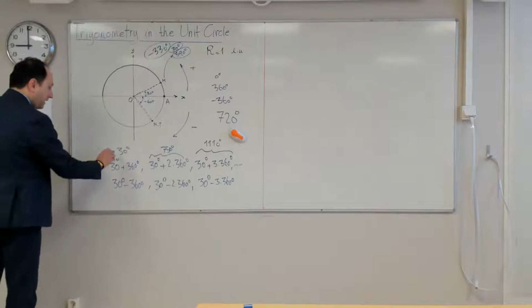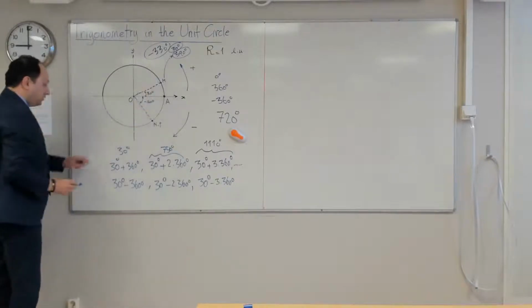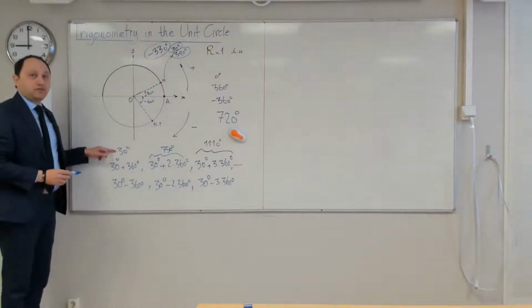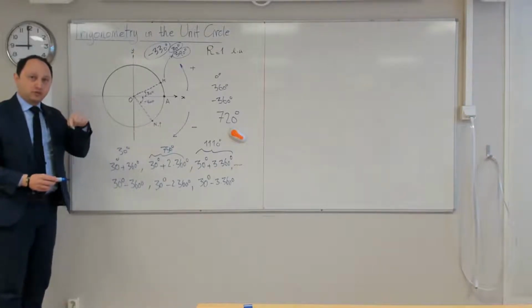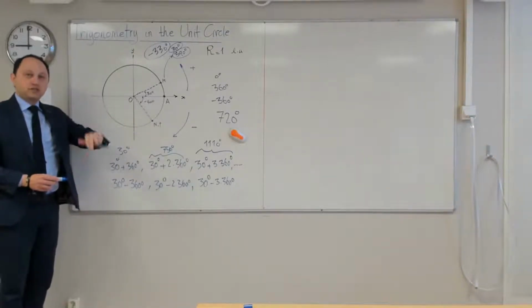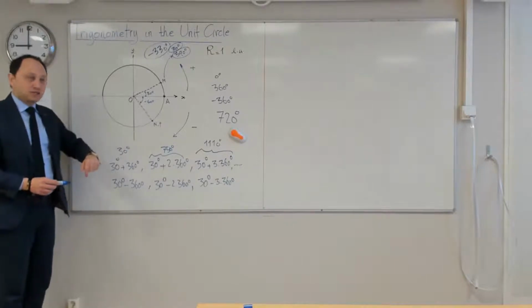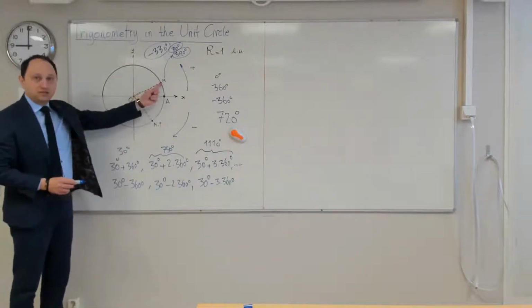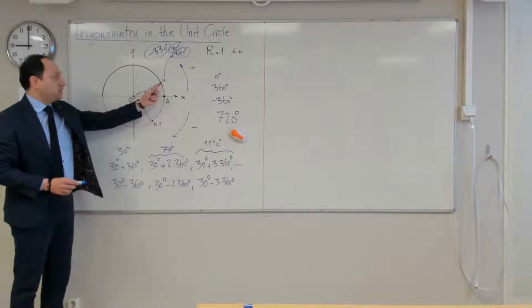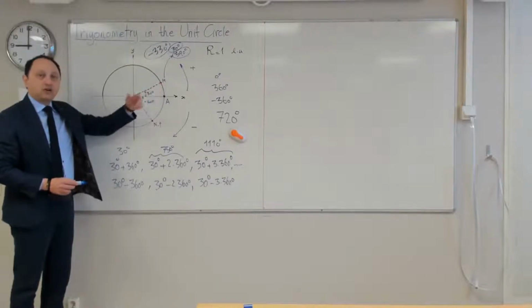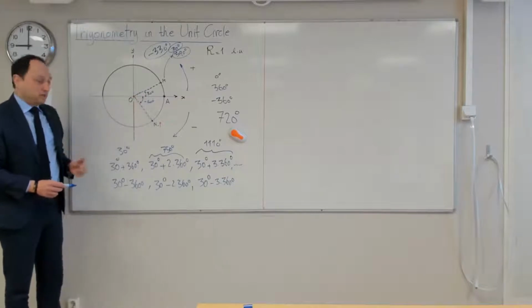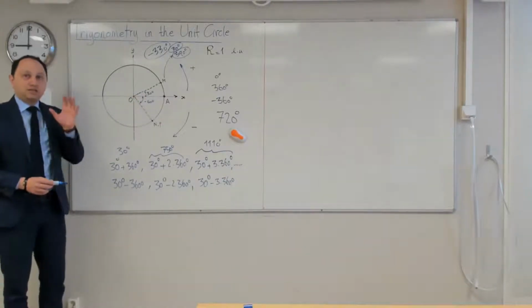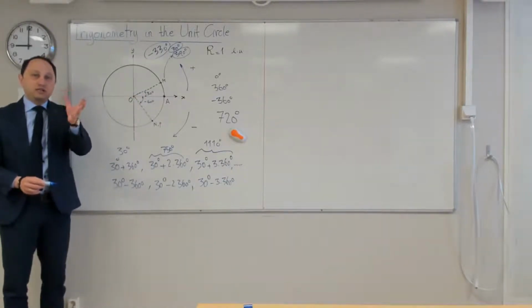So you see, if I ask you to find the final point of 30, then there is one single point. But if I reverse the question and I ask you to find the angles whose endpoint is at M, there are infinitely many. One of them is 30. But there are infinitely many of them. It is extremely important to see the question.